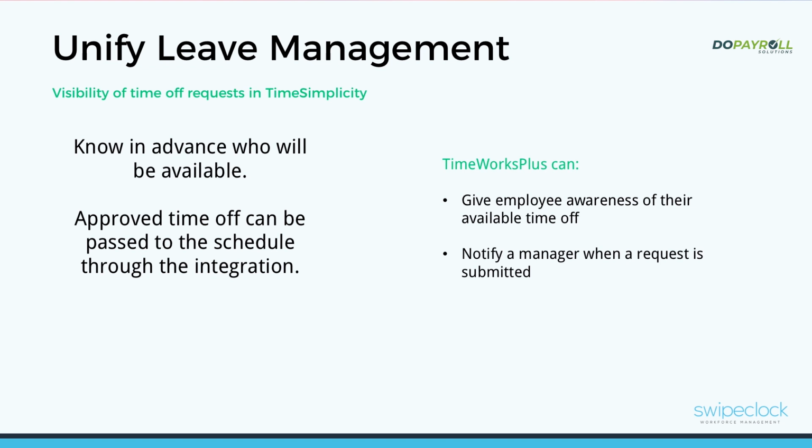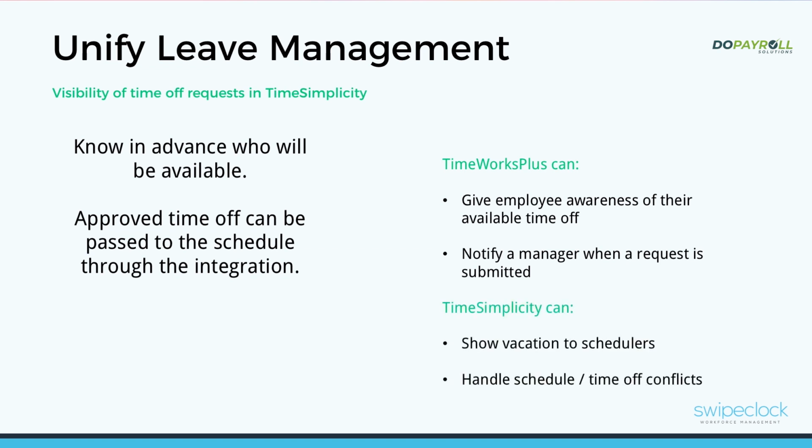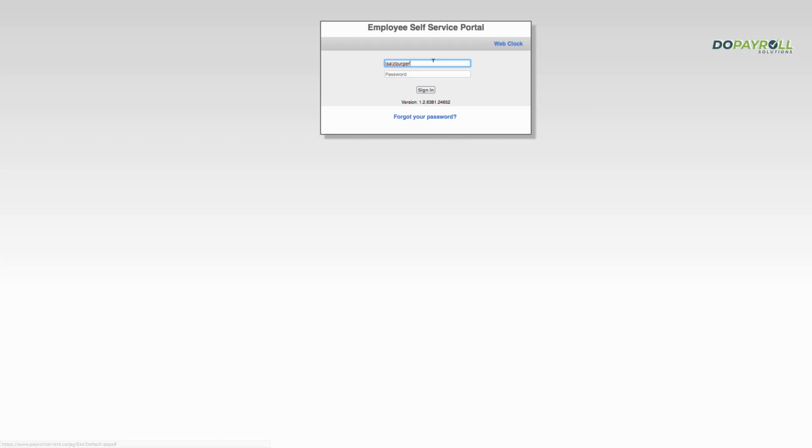This means when the two systems are combined, employees and managers are time off aware, and the occasional scheduling oversight can be handled. This scenario demonstrates how TimeWorks Plus improves employee awareness of available time off and notifies a manager when a request is submitted. It will also show how Time Simplicity displays vacation on the schedule and handles conflicts.